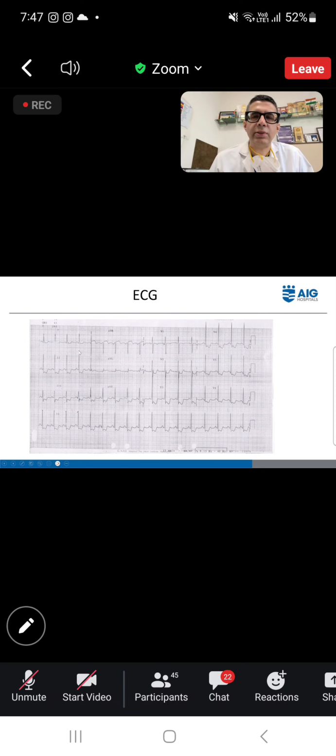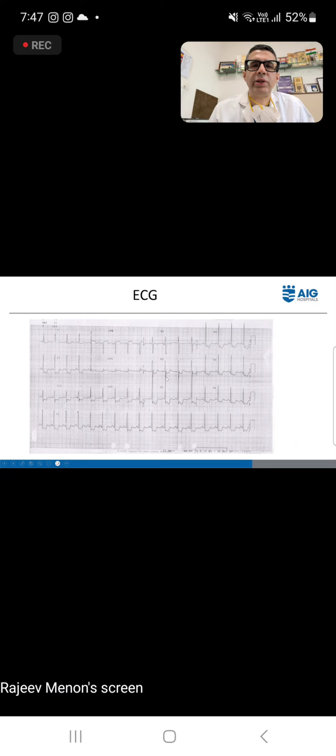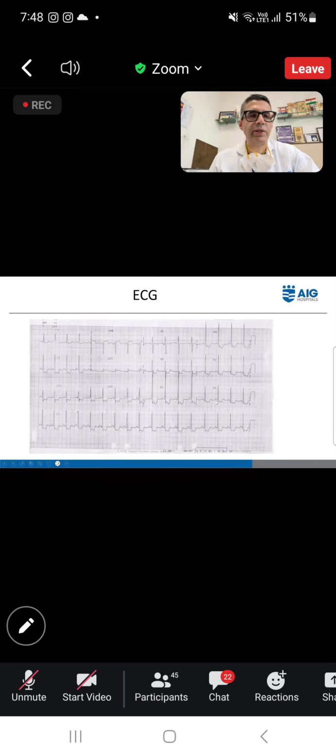In which leads? Inferior leads, so lead 2, inferior and lead 3, and lateral leads, aVF. From V2, V3 onwards, V3, V4, V5, V6. So inferior as well as anterior leads, there is ST depression. When you have such global ST depression, which other lead would you like to look at? aVR, sir. Very good.